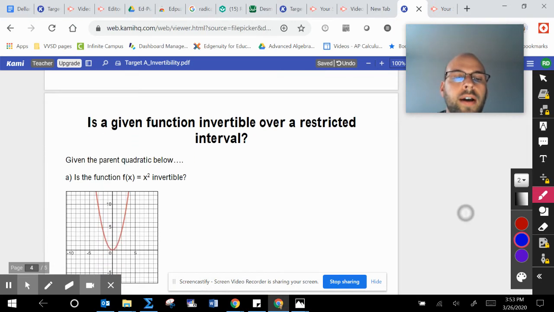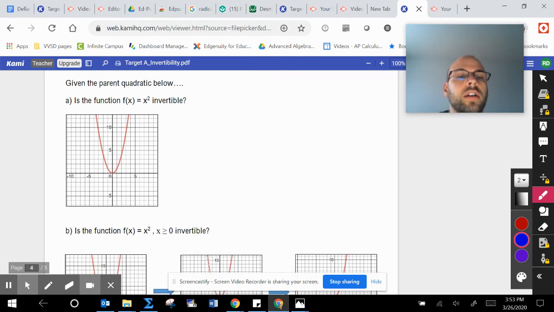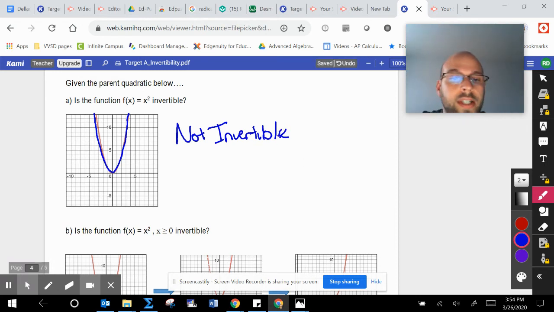Okay, so we have a few problems here. We're going to talk about, well, what happens if I restrict the domain, right? What if I talk about a piece of the graph rather than the whole, right? So we just described, this is the parent quadratic here, right? This is not invertible. We've already done that. It will not pass the horizontal line test. It will intersect more than one time.